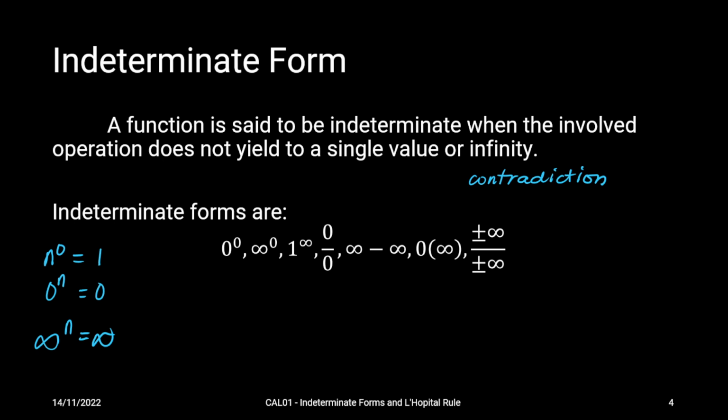Then we have 0 times infinity. Hindi natin masabi kung 0 or infinity ba. And infinity divided by infinity. So, that is for the indeterminate form.